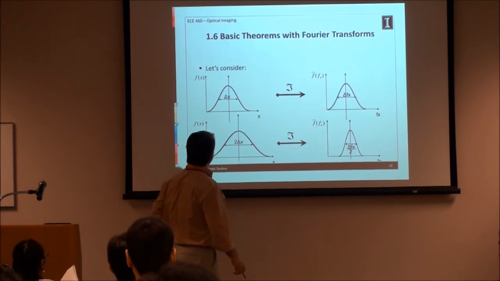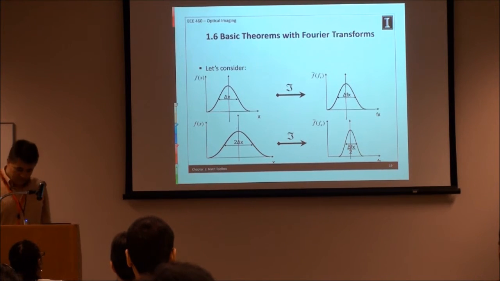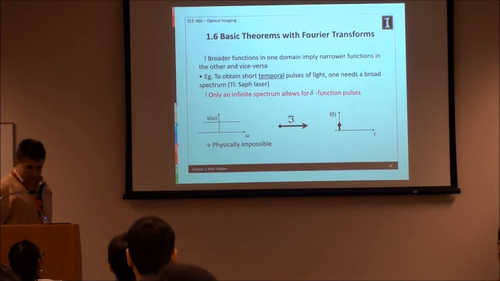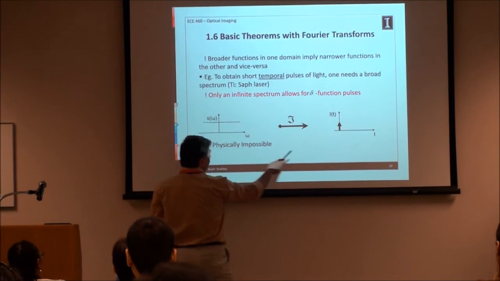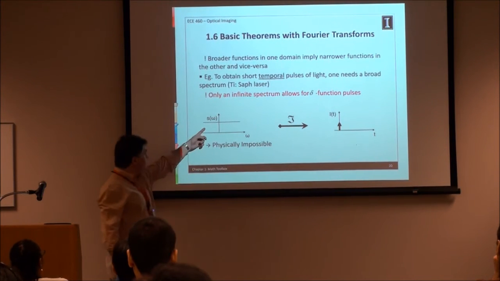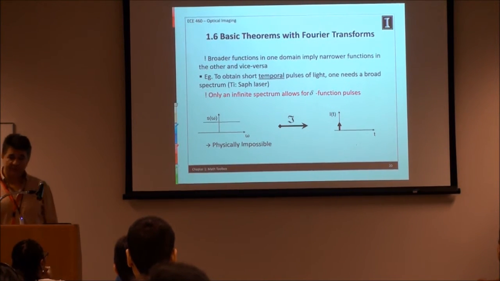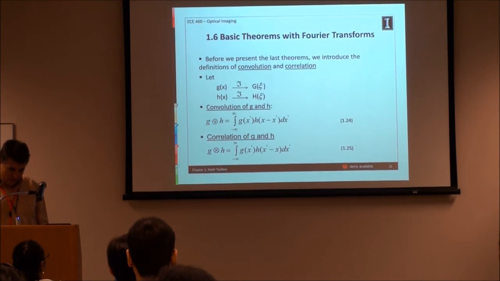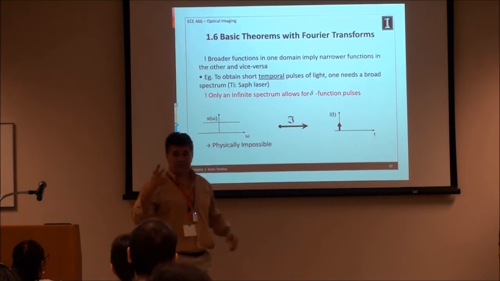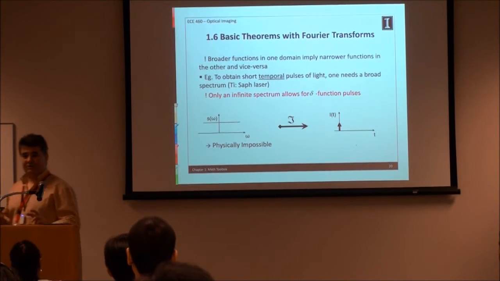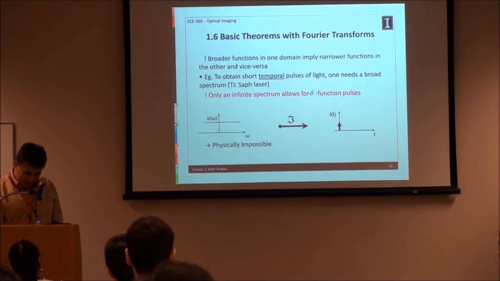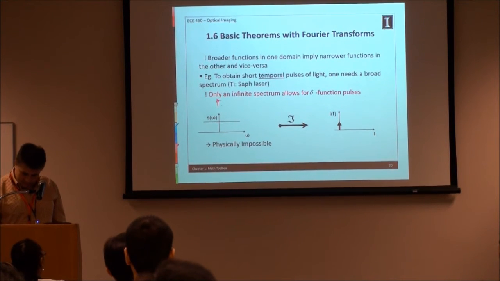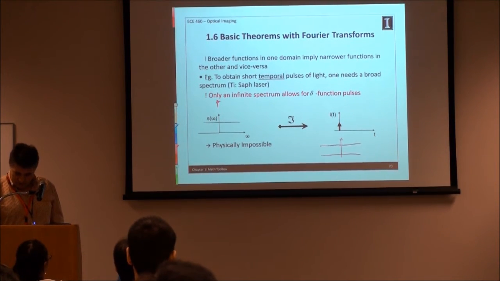Okay, so here's summarizing what we just said. I'm trying to make this fat in one domain, it gets skinny in the other domain. And the impossibility of getting an infinitely short pulse is also because it will require an infinite spectrum, which we don't know how to make yet. What's the reverse of this? It's always that there is a reverse discussion that you can have. What happens if I make it skinny here and broad here? What does that mean physically?